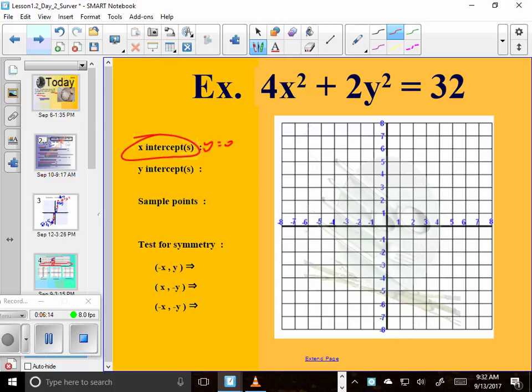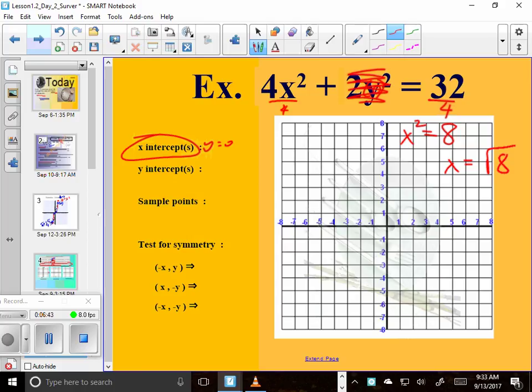So if I stick in y equals 0, I can just put a 0 right here. And then that means this whole term just cancels. And that means that I can solve this and it'll tell me where the x-intercept is. So I'm going to divide both sides by 4. And I have x squared equals, what's 32 divided by 4? 8. And then x must equal the square root of 8.